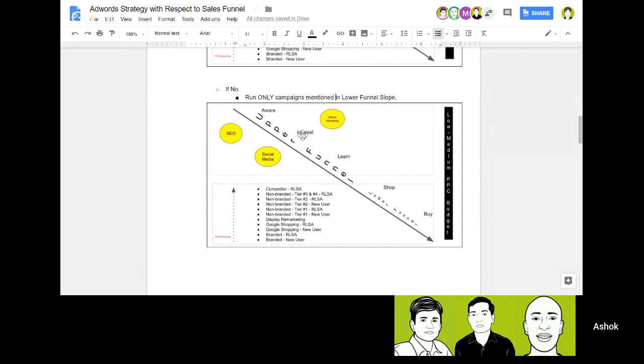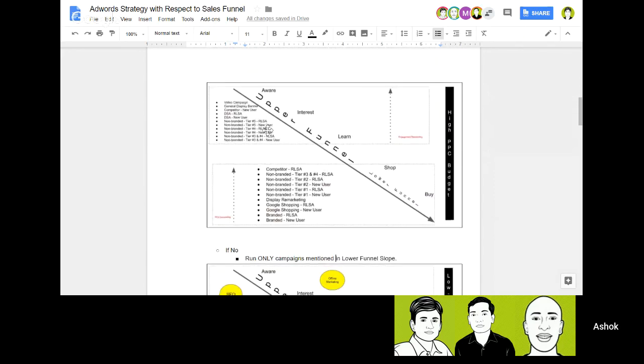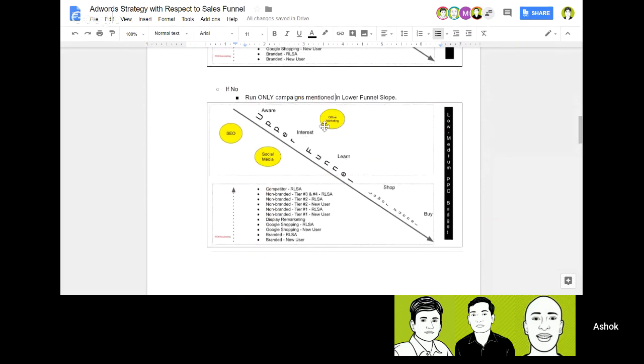And remember, awareness, interest, and learn, that is upper funnel. Even if you are not running any campaign for upper funnel for strict budget PPC accounts, there are a lot of other activities already happening that would actually influence your upper funnel, like SEO, or social media activities, or some other offline marketing. These things will keep your upper funnel moving, and ultimately your audience will flow from here to here.